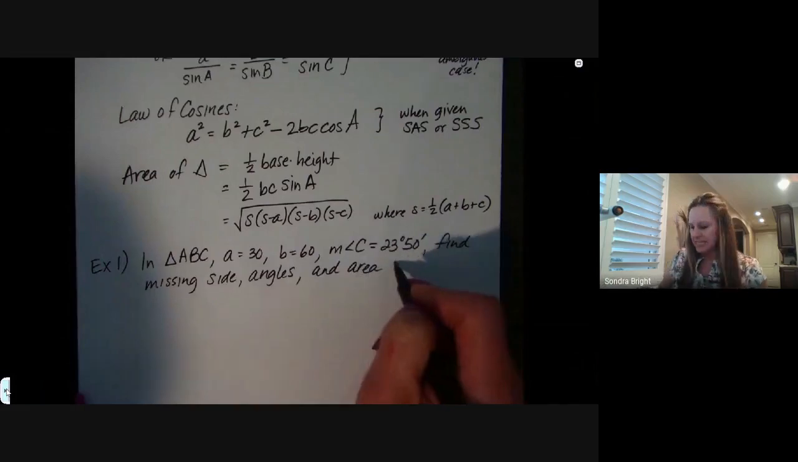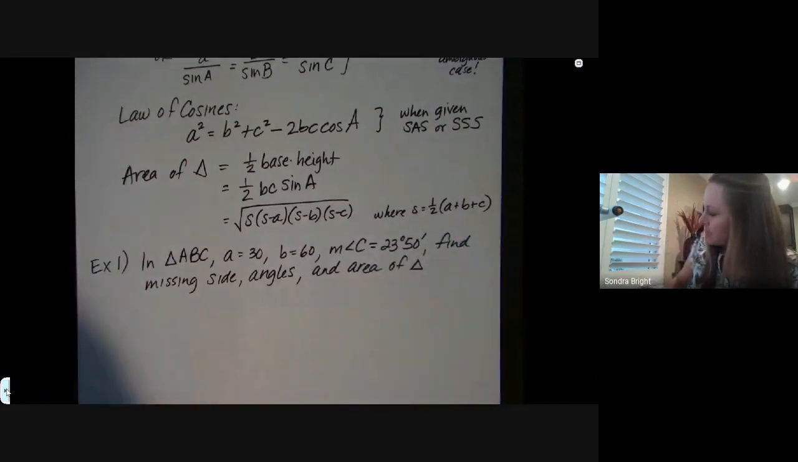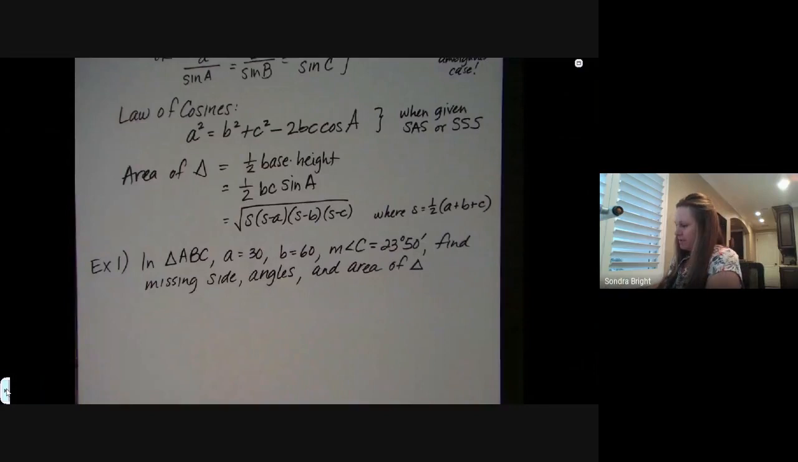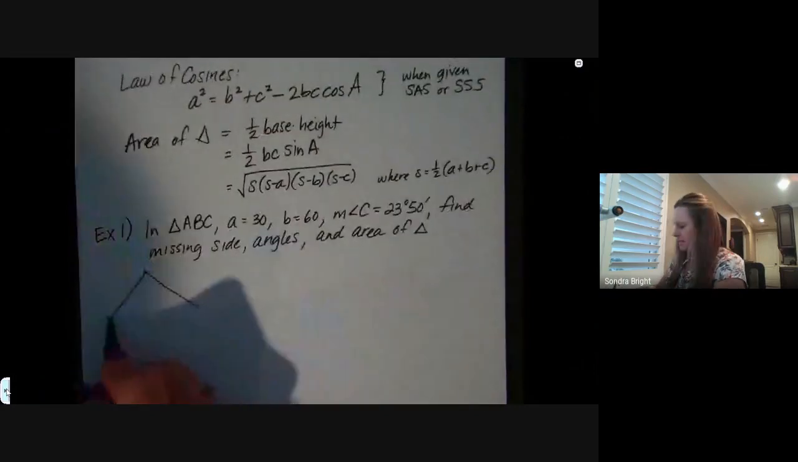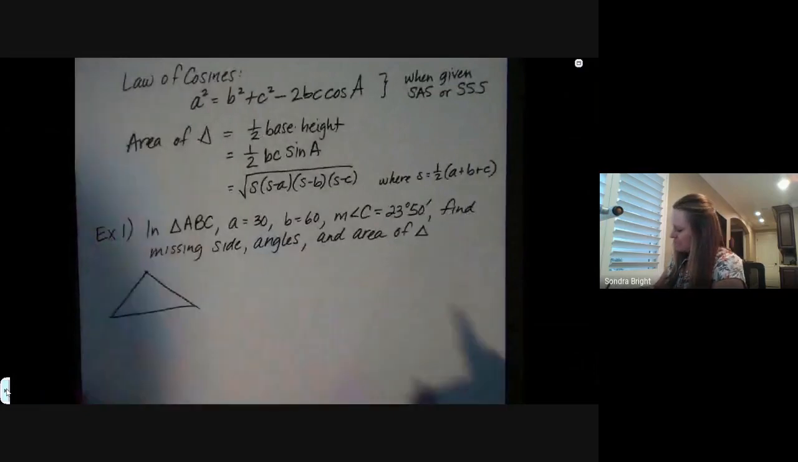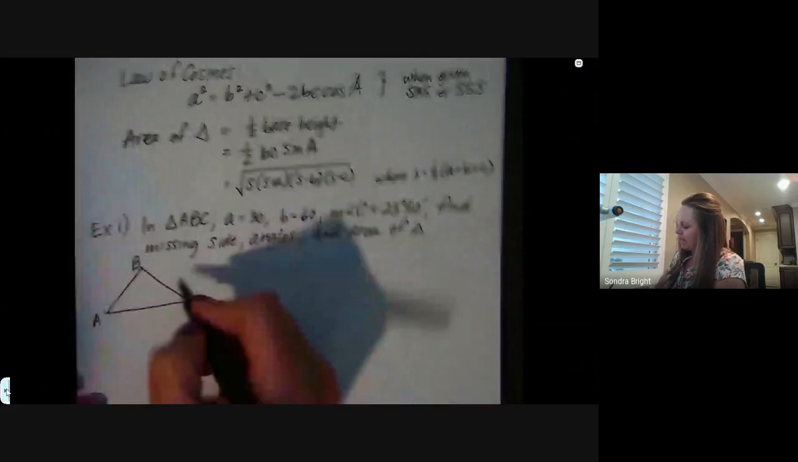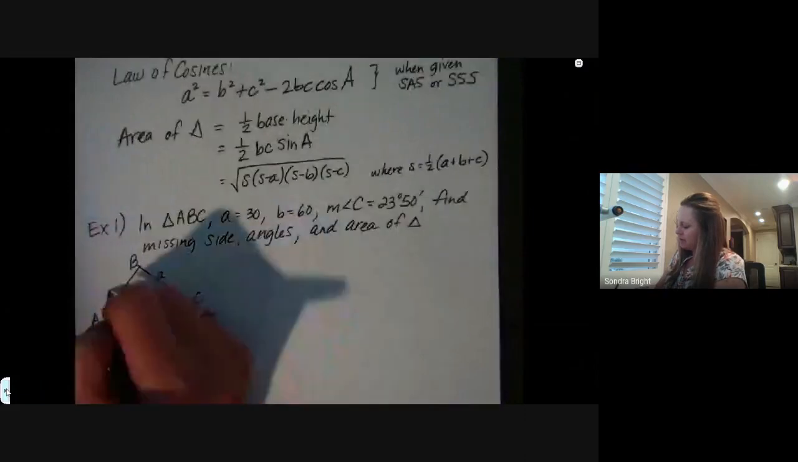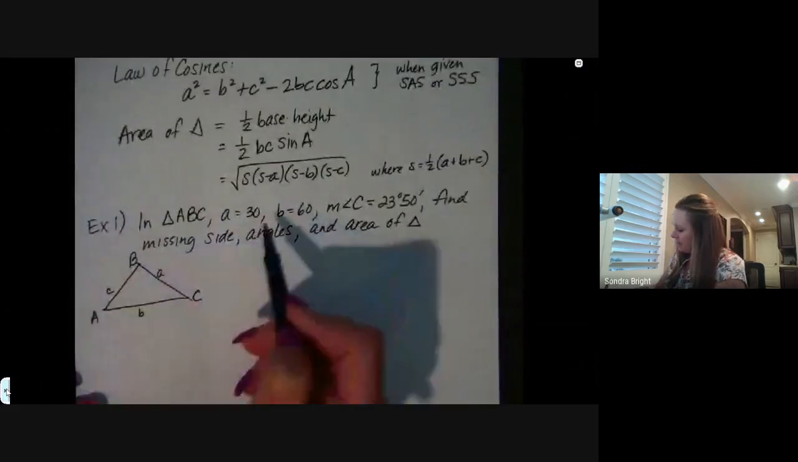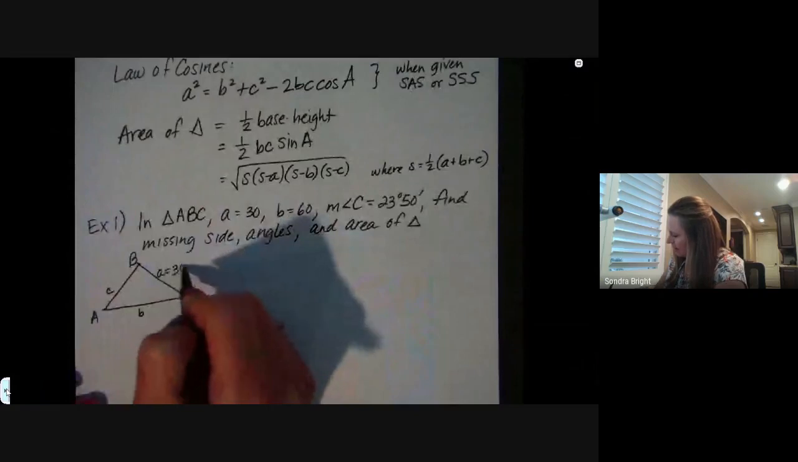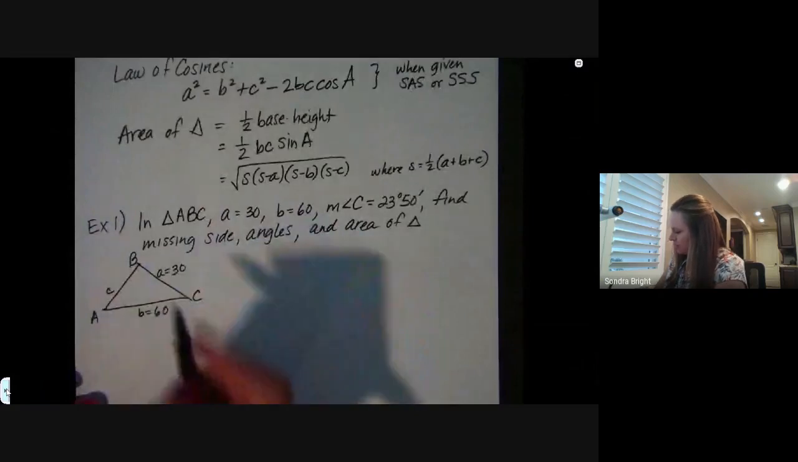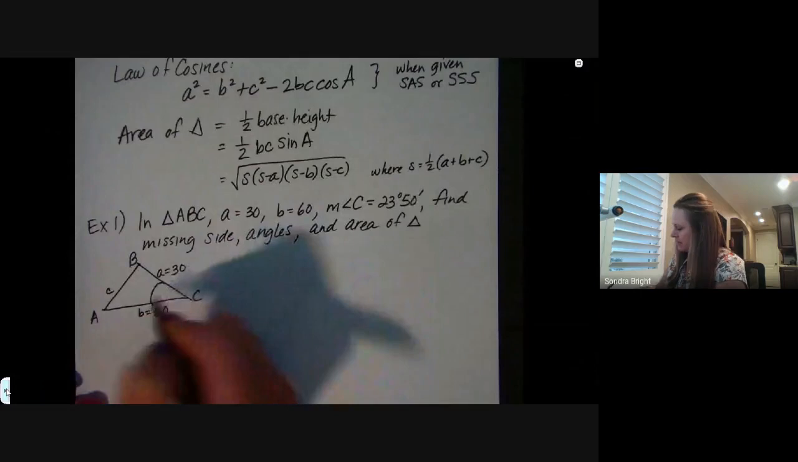All right, so I'm going to start off by drawing the triangle because that's what makes sense to me. And label it A, B, C, which means this is A, this is little b, this is little c. And side a is 30, side b is 60, and then angle C is 23 degrees, 50 minutes.